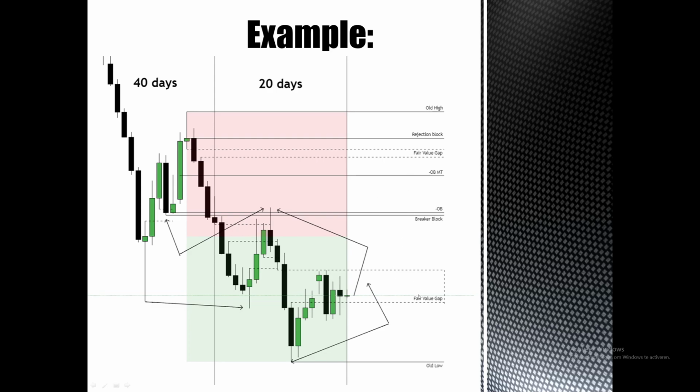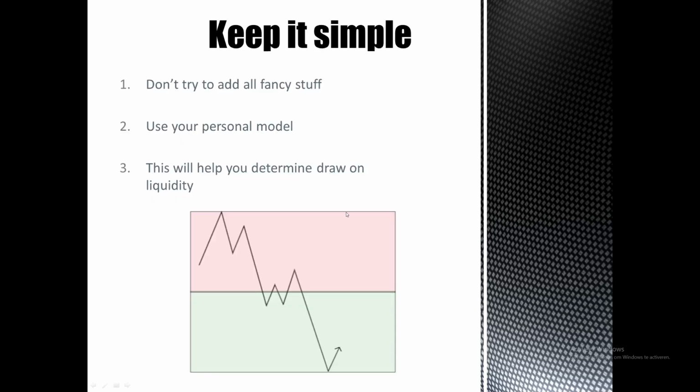So that's how I determine where to use my PD array matrix, from imbalance to imbalance, and see what gets respected and what doesn't get respected, and then you can determine your order flow. So guys, don't try to add more fancy stuff than you need to, because the more things you have on your chart, the harder it will get to read price, in my opinion. I like to have clean charts.